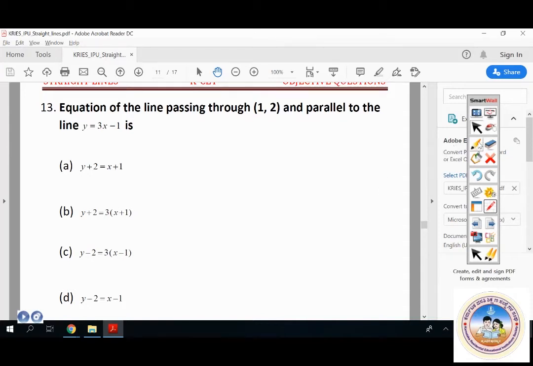Yeah, we will look at question number 13. 13ನೇ ಪ್ರಶ್ನೆ ಇದೆ ನೋಡಿ. Equation of the line passing through the point (1, 2) and parallel to the line y equal to 3x minus 1. ಈ ಲೈನ್ ಅನ್ನ ನಾನು ಸರಿಯಾಗಿ ಬರ್ಕೊಂಡ್ರೆ ಏನಾಗುತ್ತೆ 3x minus y minus 1 is equal to 0 ಇದೆ.